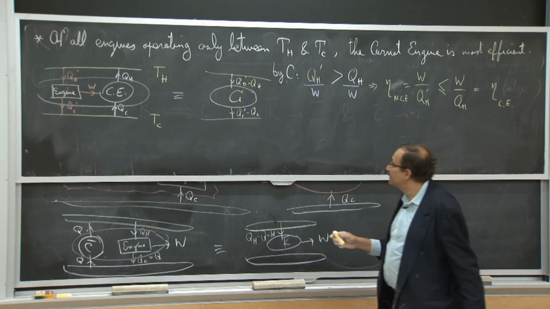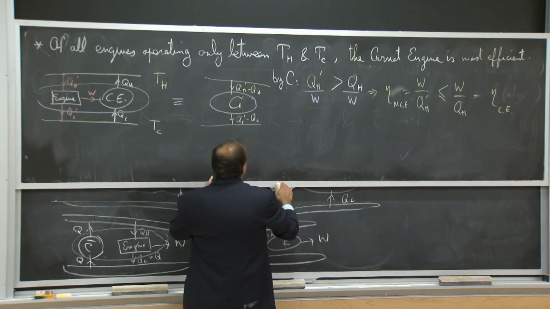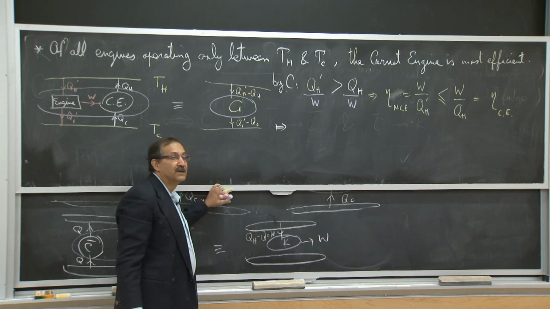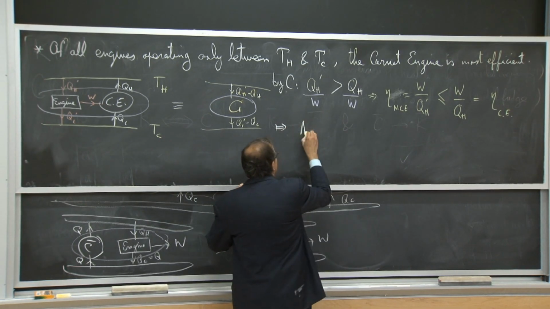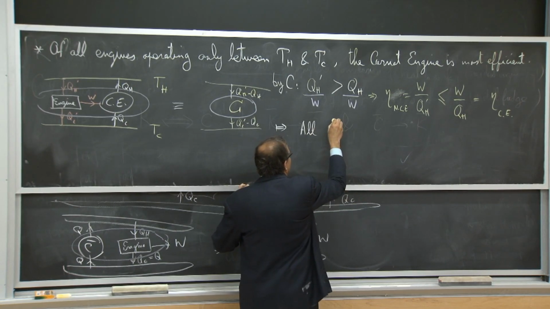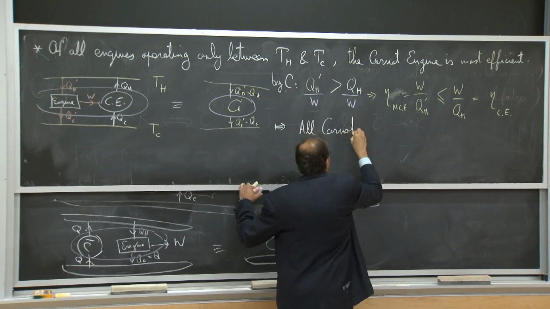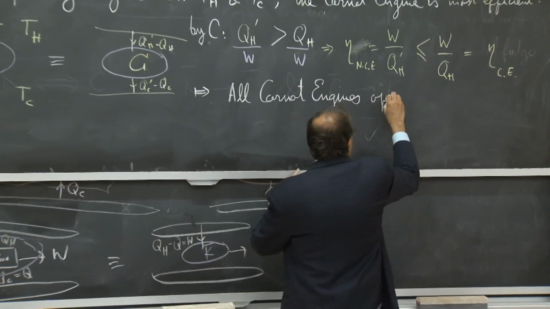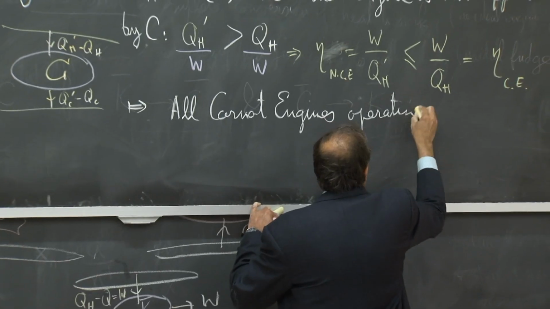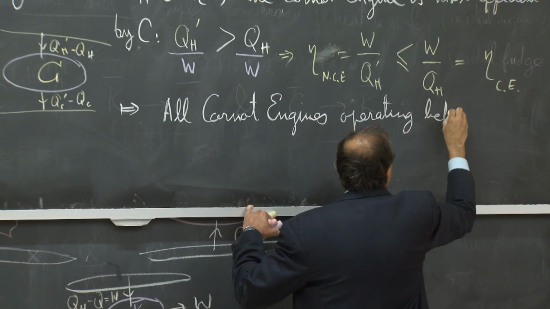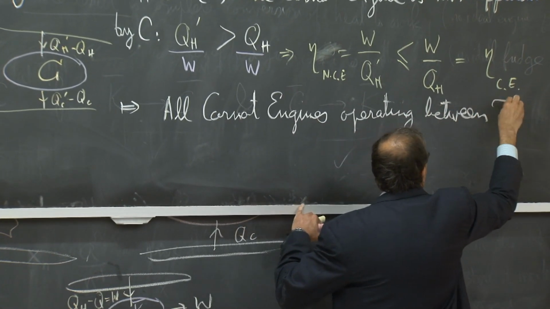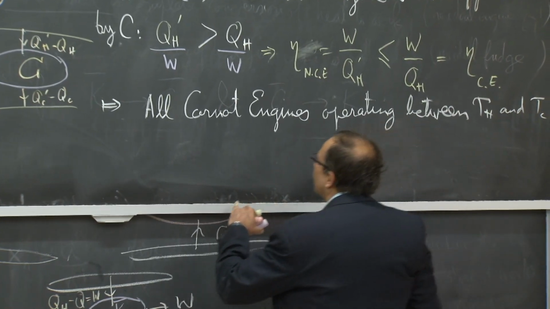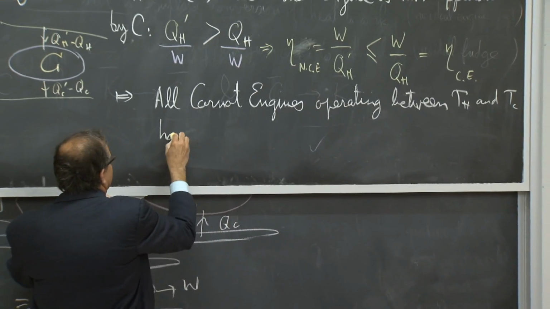Okay? Now the next step is the following. That all Carnot engines operating between TH and TC have the same efficiency.